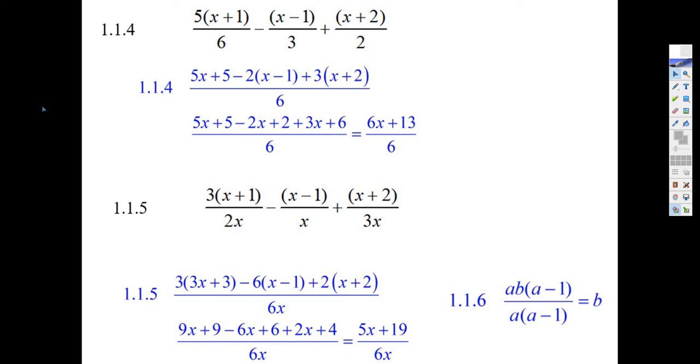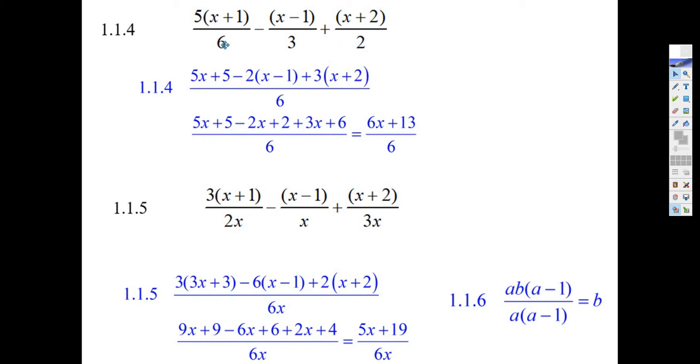Okay, this is another part of the practice for control test 1. And we're going to add some algebraic fractions here. Well, you know, algebraic fractions are no different than regular fractions in that you can only combine them if you have a common denominator. Well, you've got 6, you've got 3, you've got 2.